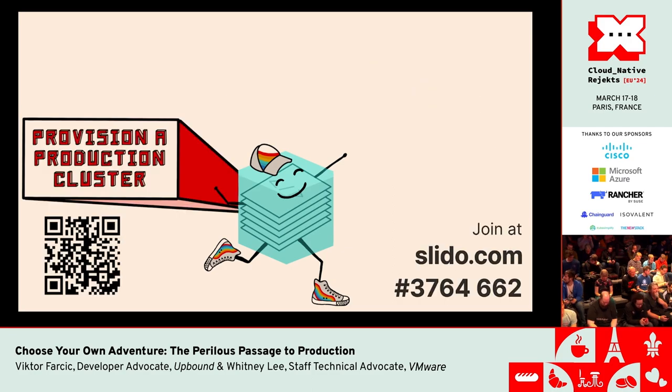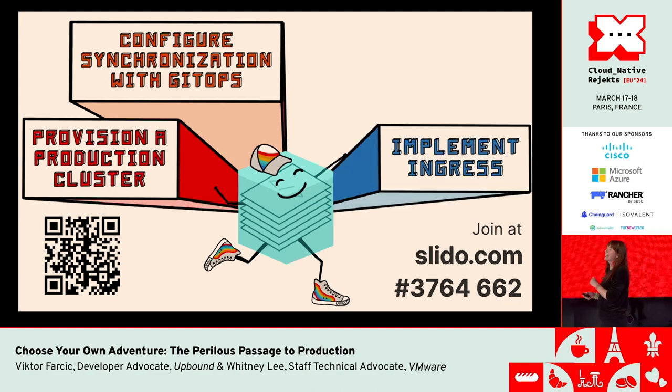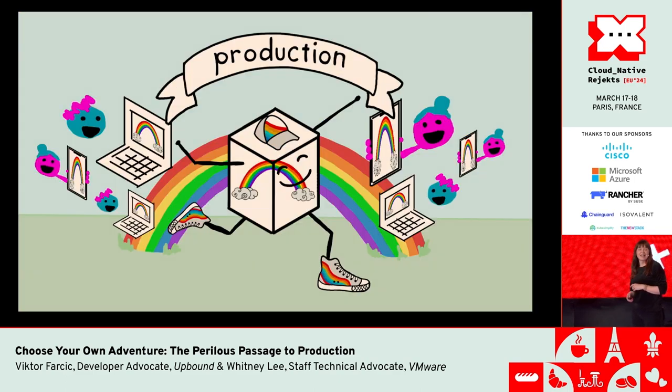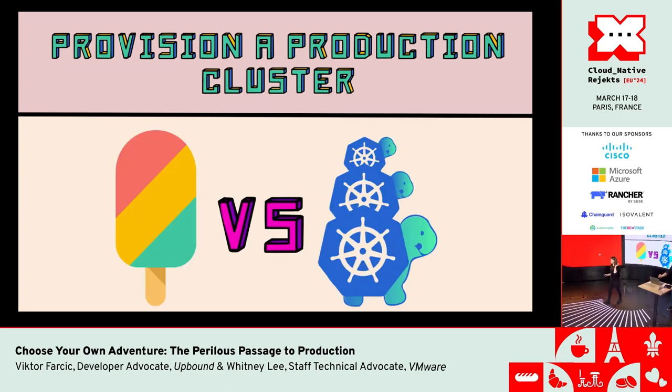So we're going to provision a production cluster, we're going to configure synchronization with GitOps, we're going to implement ingress, and we're going to define and deploy our application. So let's do this. Let's help our hero live in production. Look how happy they are. So we're going to provision a production cluster. Our choices are, oh man, I'm having trouble with this clicker. Okay, our choices are Crossplane and CAPI, Cluster API.